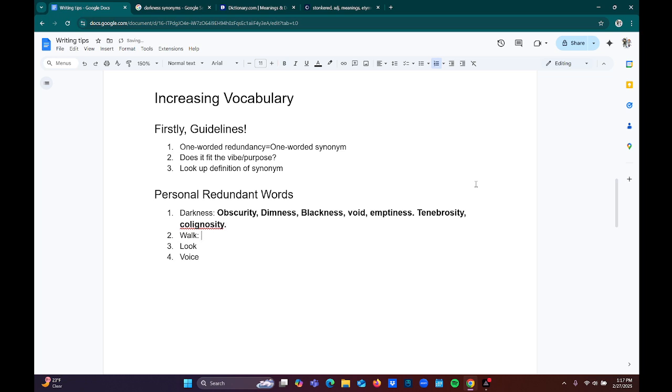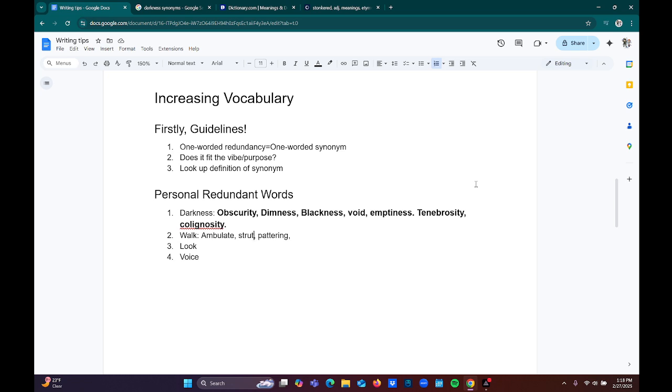For walk, I kind of have some already, but here's one. Ambulate. Here's strut. And sometimes you'll have to make up little phrases, like pattering. And again, think, does that fit the vibe of the situation that's happening? So like strutting.